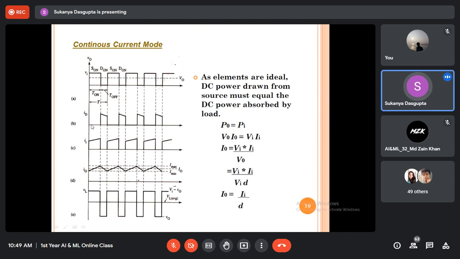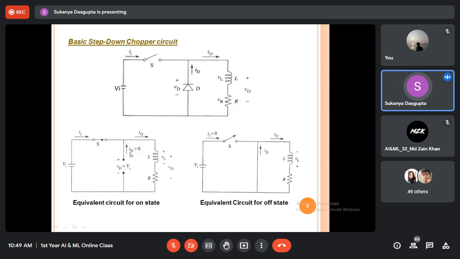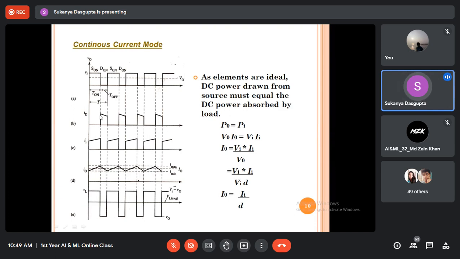Definitely when the switch is closed for the on-time period, the diode is not working. We have seen there is no ID, no diode current. But for the second case, when the switch is open, the diode is conducting, and there is definitely a diode current. So this is the diode current ID for the off-time period of the switch. This is the source current. For the on-time period, the source current will be available.